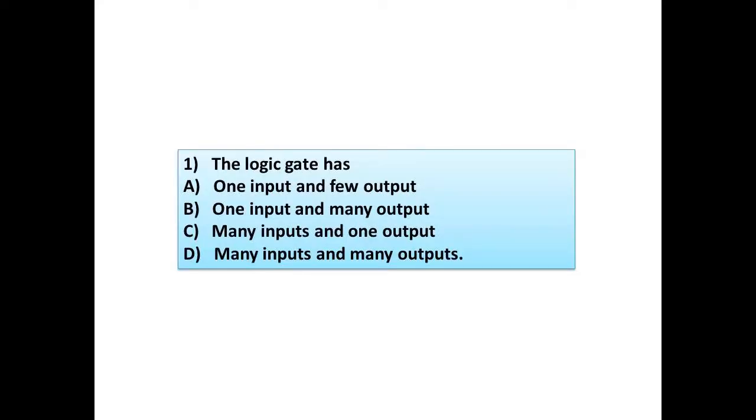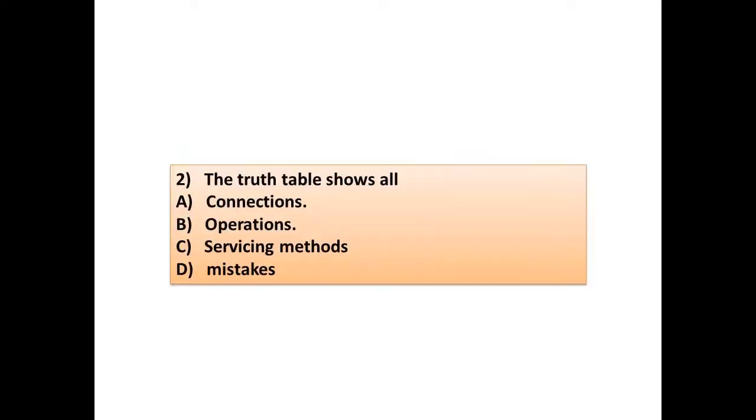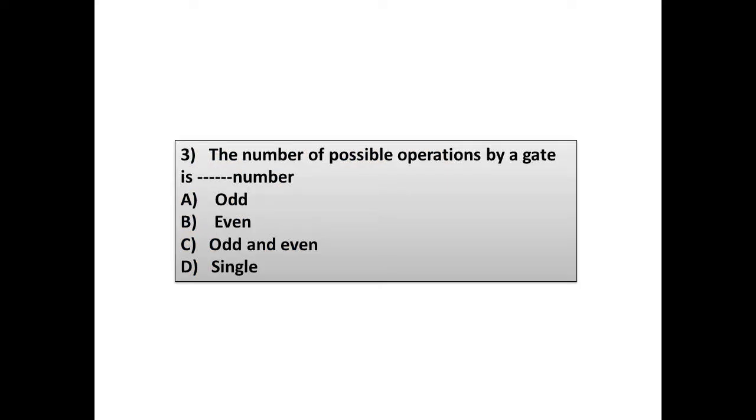Question number 1. The logic gate has: A. 1 input and few output. B. 1 input and many output. C. Many inputs and 1 output. D. Many inputs and many outputs. Question number 2. The truth table shows all: A. Connections. B. Operations. C. Servicing methods. D. Mistakes.